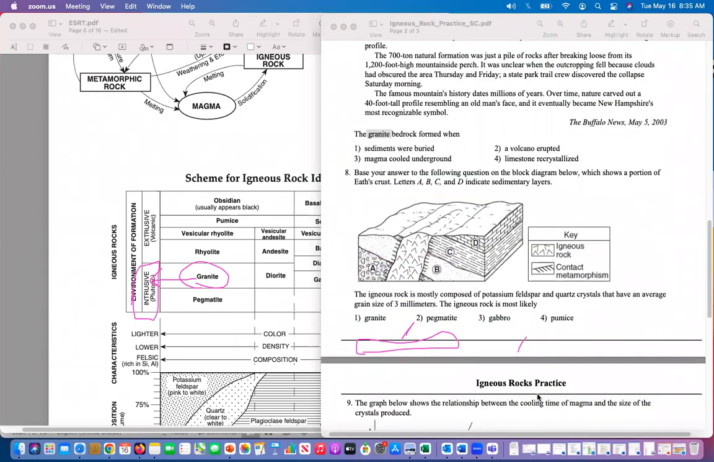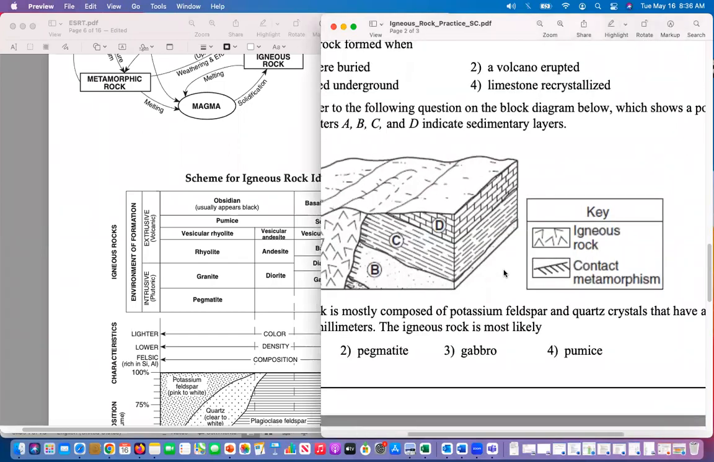Number 8. So number 8 says base your answers to the following question on the block diagram below, which shows a portion of Earth's crust. Letters A, B, C, and D indicate sedimentary layers. It says the igneous rock is mostly composed of potassium feldspar and quartz crystals that has an average grain size of 3 millimeters. The igneous rock is most likely what? So when I take a look, and let me just zoom in a little bit more.